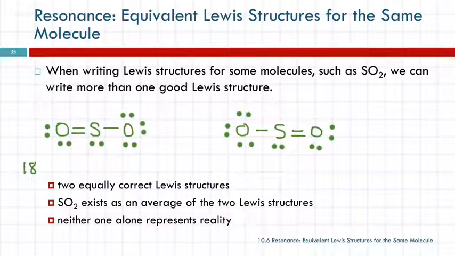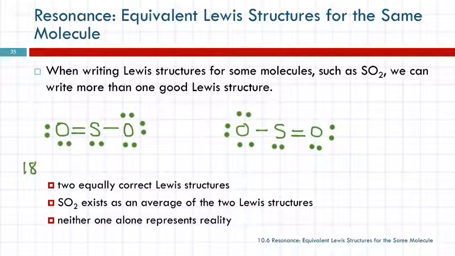And if we look at the actual molecule, it is neither of these. Because this would be a double bond and a single bond. This double bond should be shorter than the single bond, right? But when we examine the actual molecule, the bonds between the sulfur and oxygen are the same length. So they're kind of like a 1.5 bond. The actual molecule exists between these. It's sort of an average of those.